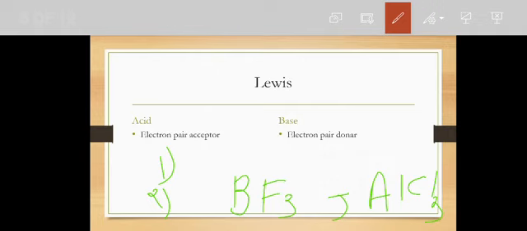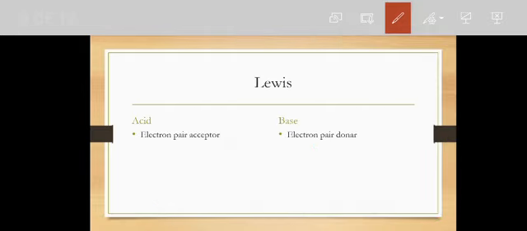Why are they electron deficient? Because the central atom's octet is not complete, their octet is incomplete. That's why they are electron deficient molecules. So they act as an acid. First thing, metal cations act as acid. Second, electron deficient molecules also act as acid.